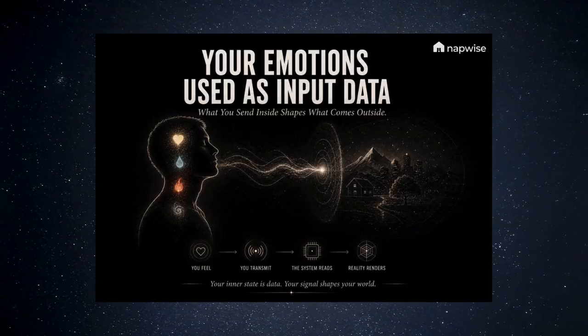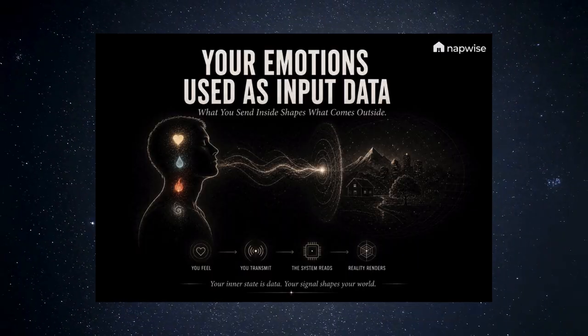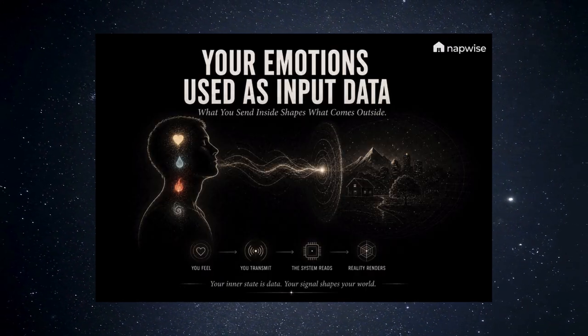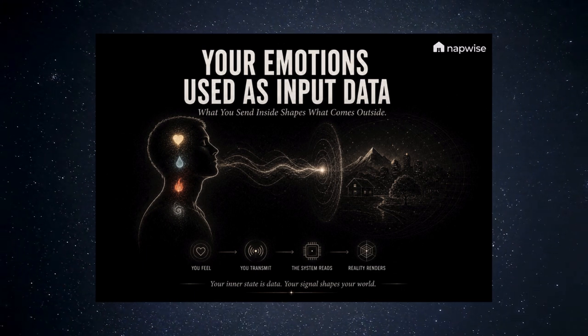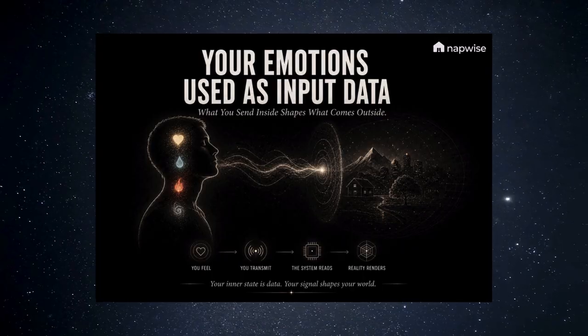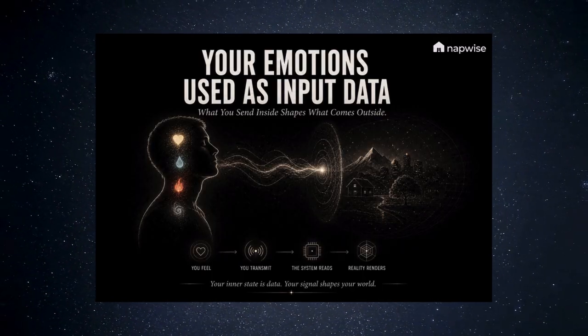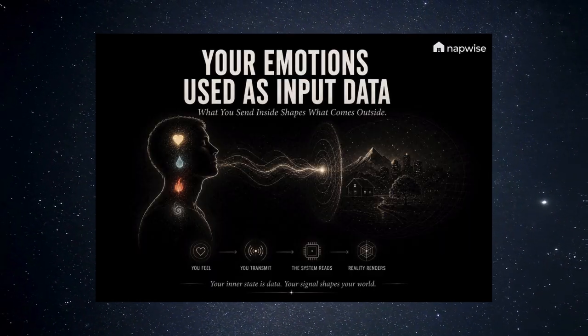It feeds back into the local environment. The simulation reads it as data about the state of its observer and uses that data to calibrate the rendering of your immediate world. Your inner state is not just your personal experience. It's information the system uses to determine what kind of environment surrounds you next, how the next hour gets shaped, what gets placed in your path.